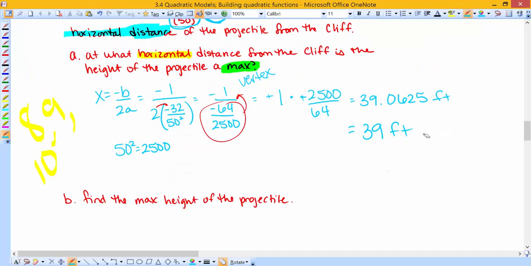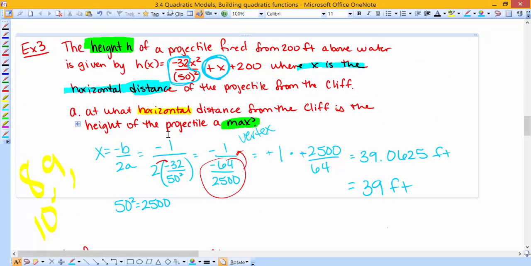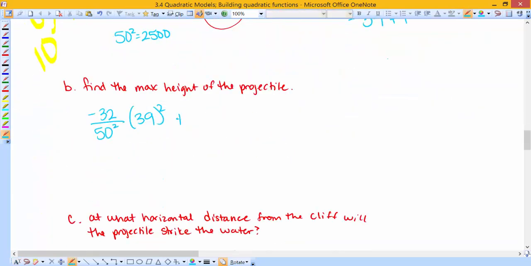So we found the x-coordinate of the vertex, but the height is the y-coordinate of the vertex. So now I have to plug in that 39. And that's going to be very ugly if I am using the 39.0625 or whatever it is. So I have negative 32 over 50 squared, and then it's x squared. So 39 squared. Let me double check that that's correct. Okay, plus x, which is 39, plus 200. So lots of calculator work right now, you guys.